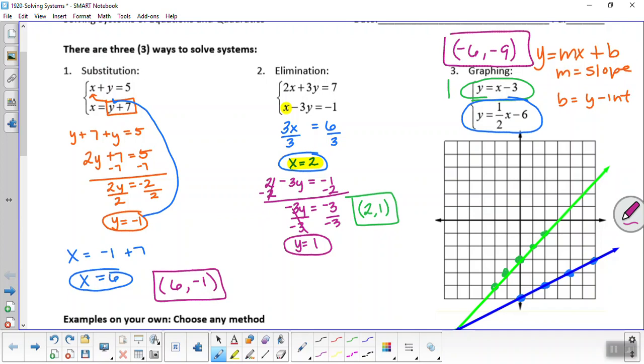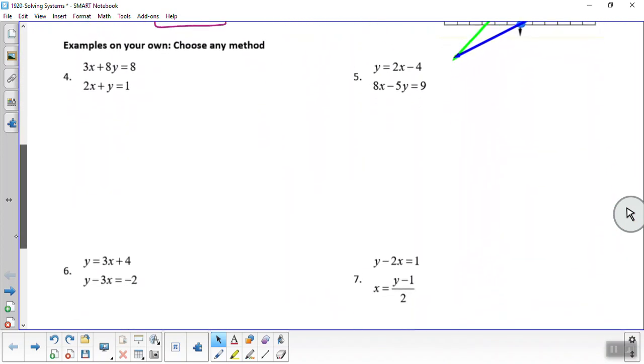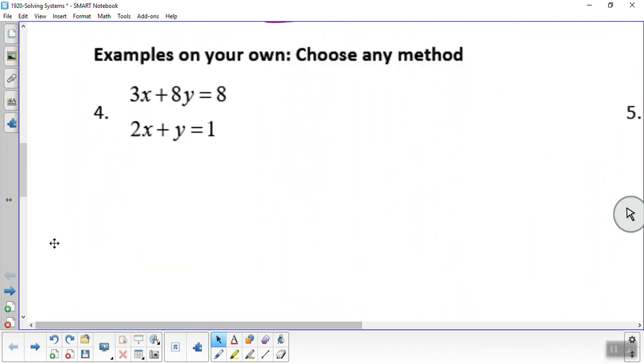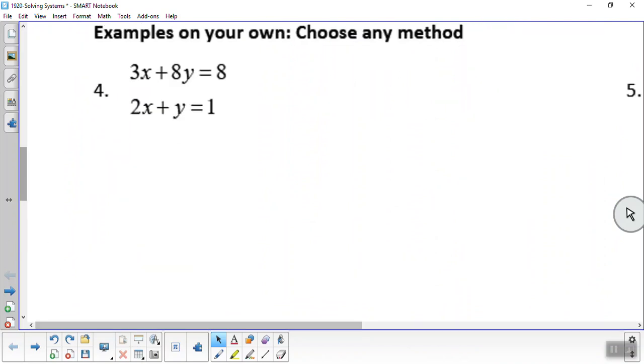So those are the 3 ways we learned in Algebra 1. Let's do a few more examples. You can choose any method you want to. I do not care. I'm going to zoom in here so we can see number 4. Okay, I have 3x plus 8y equals 8 and 2x plus y equals 1. So here I don't have any letter by itself, so substitution isn't the best. Here I do have my x's and my y's and my equals. They're all lined up, but I don't have opposite numbers, so that's kind of hard.